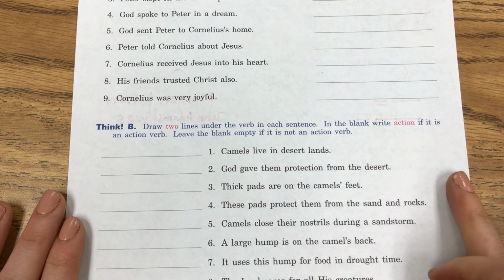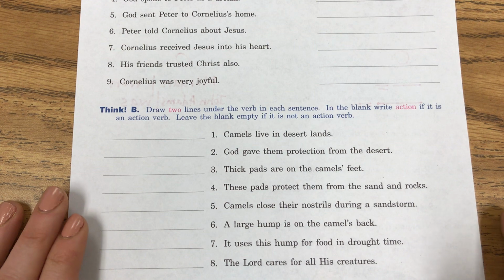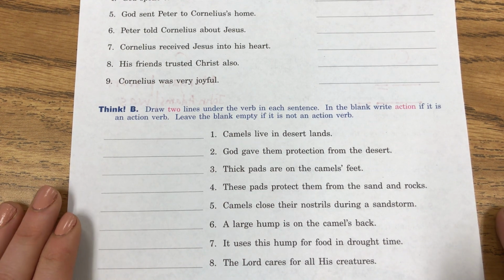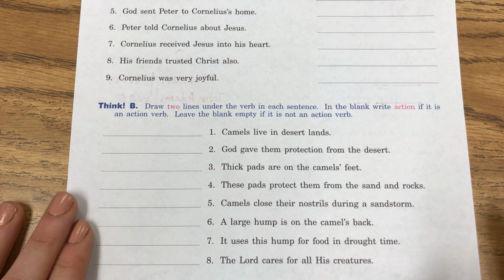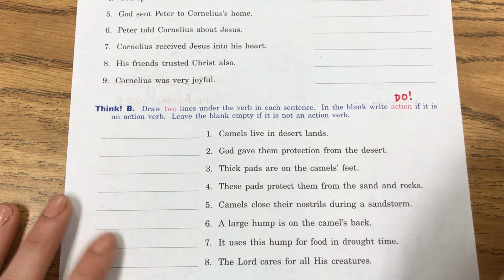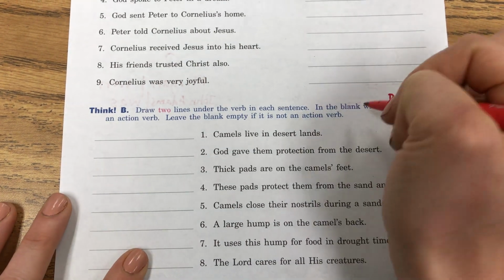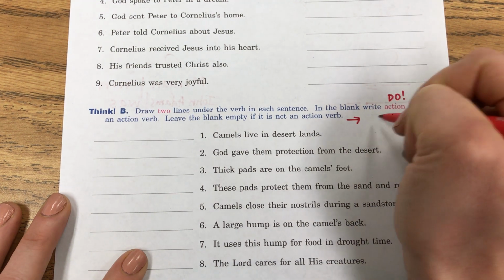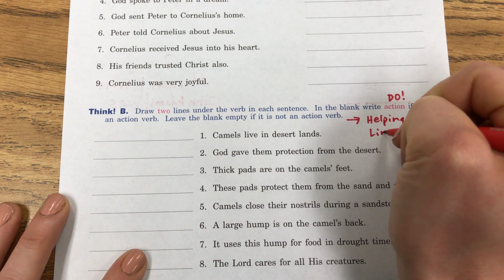And then Think B today has some different directions. It says, draw 2 lines under the verb in each sentence. In the blank, write action if it's an action verb, right? Action would be something you can do. And leave the blank if it's not an action verb. So if it's not an action verb, it's maybe going to be helping or linking.